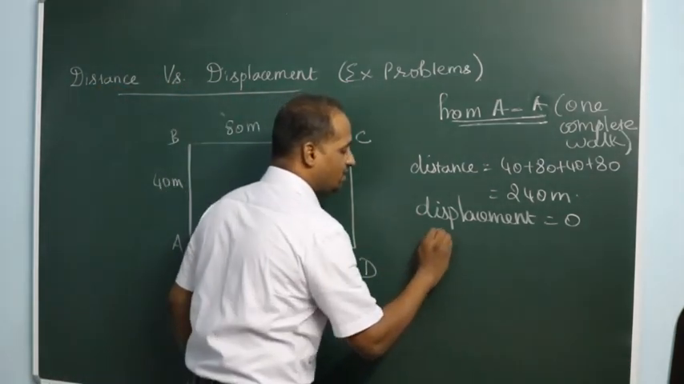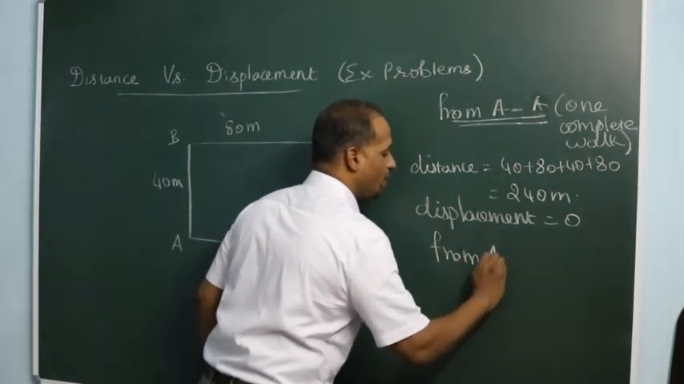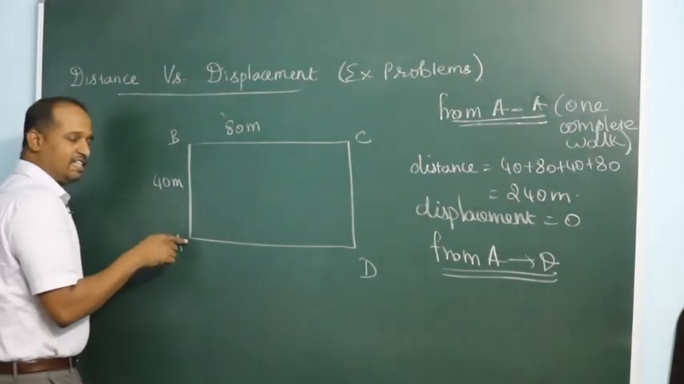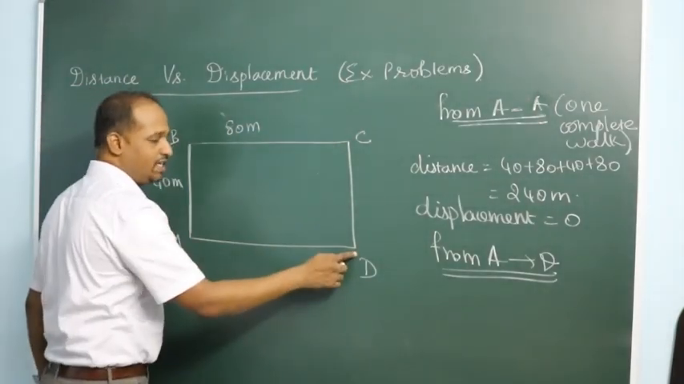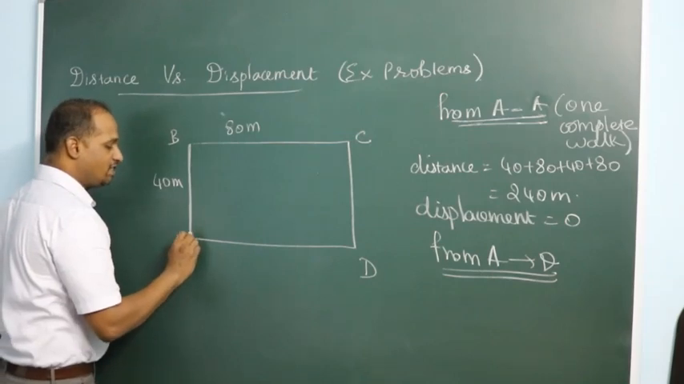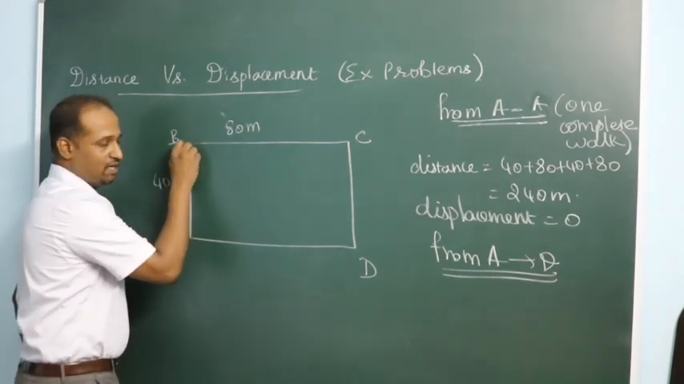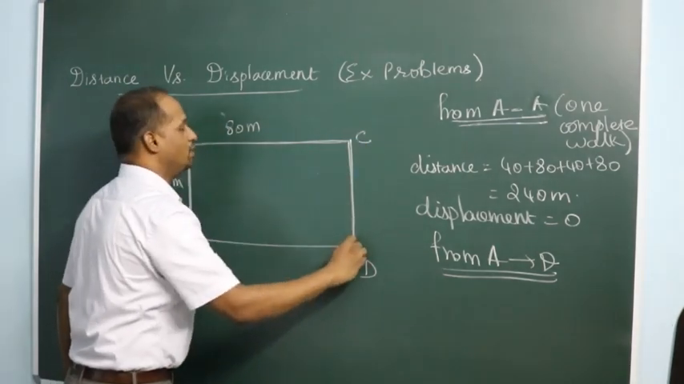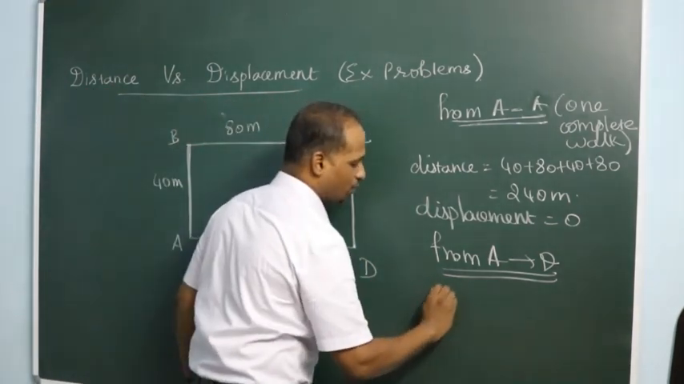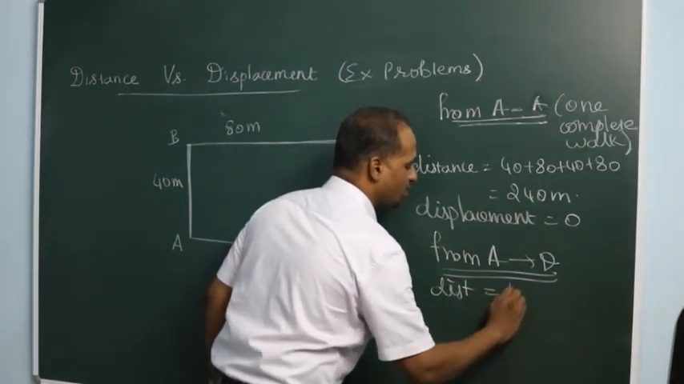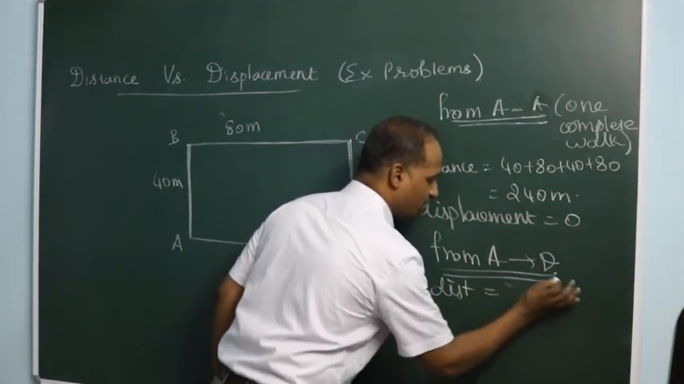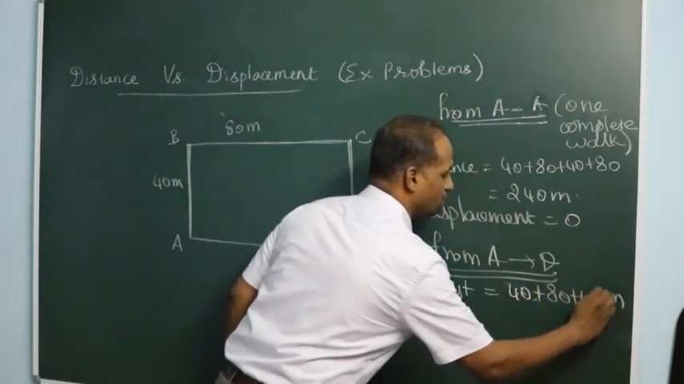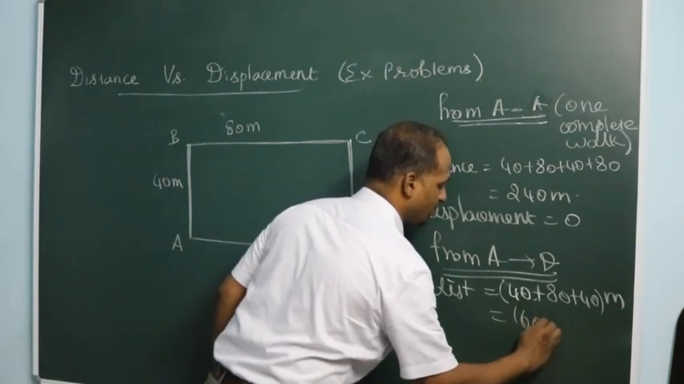What is the distance and displacement from A to D? The person starts the next round, he starts from A and he goes to D. So the distance is the actual length of the path, right? So it is 40 plus 80 plus 40. So 160 meters. So distance is 160 meters, or in other words, I will write it as 40 plus 80 plus 40 meters. So it is 160 meters.